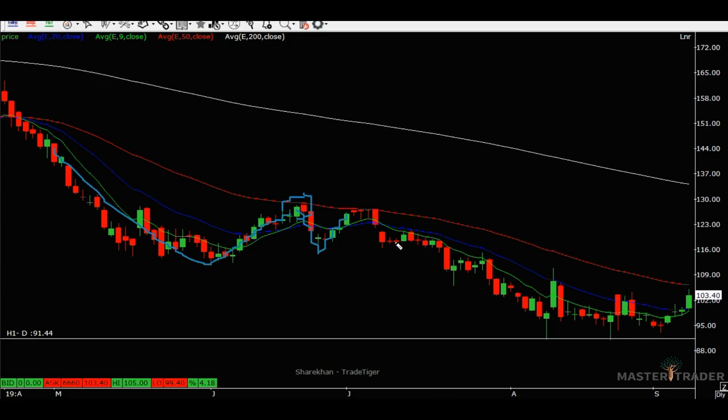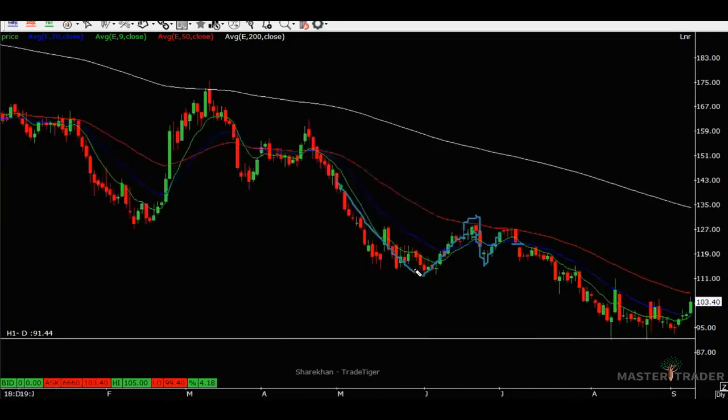So our entry in this case, guys, can be at the close of this bearish engulfing, or it can be below the low of this bearish engulfing pattern, just as a confirmation. Okay, so this was in terms of the moving average.